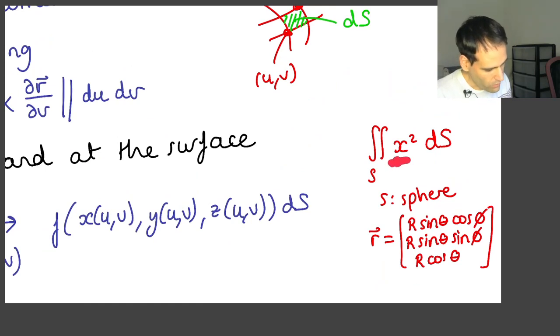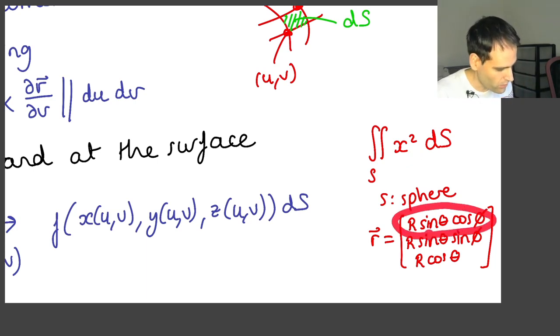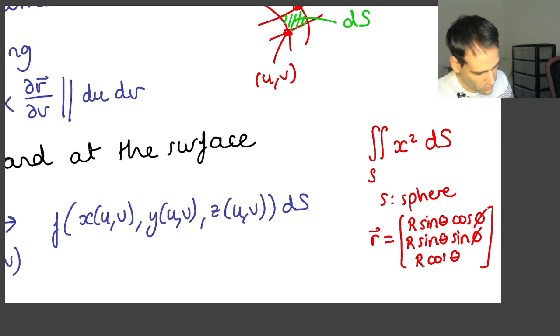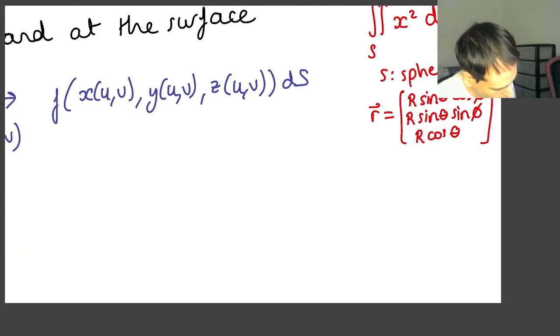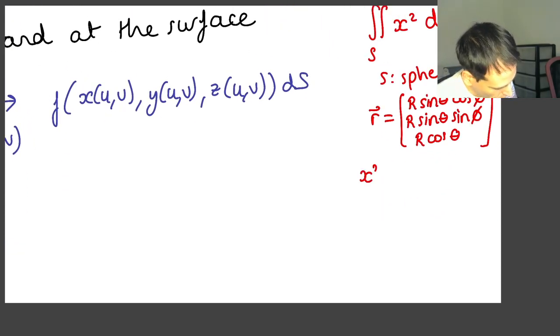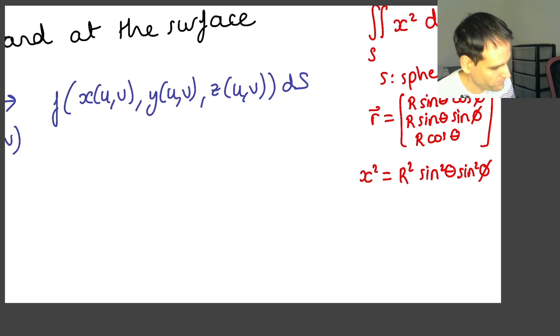Well, it's easy. So x is this. So the x value at every point in the sphere is given by this. So you need to do this squared. So you need to substitute x squared equals r squared sine squared theta sine squared phi. And this is the integrand that you will need, okay?